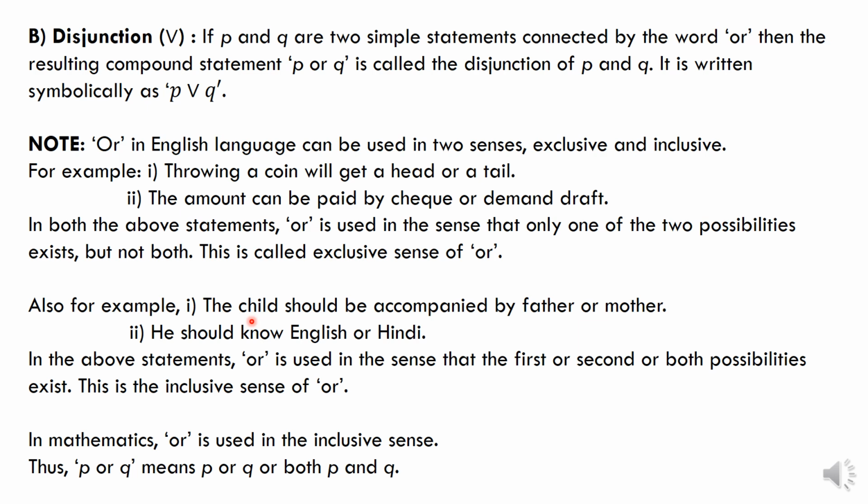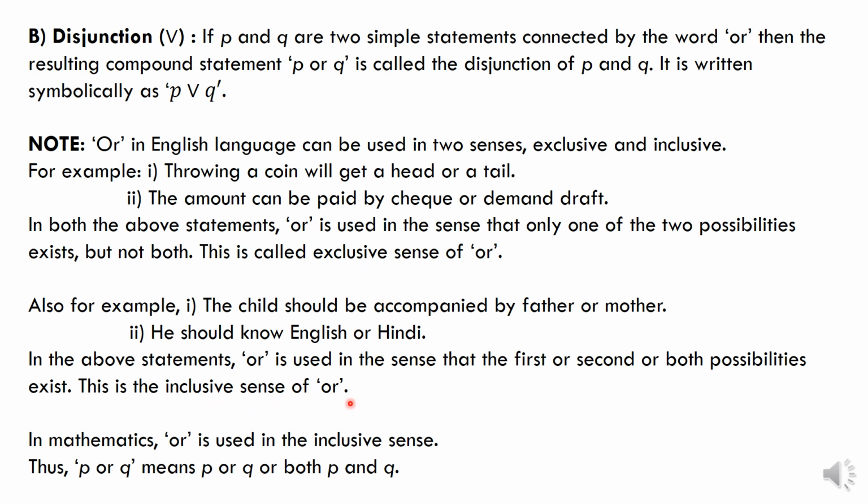The child should be accompanied by father or mother. Now here, the child can be accompanied by the father or by the mother or by both. Similarly, he should know English or Hindi. That means he can know English or he can know Hindi or he can know both. Thus here, or is used in the sense that the first or the second or both possibilities exist. This is the inclusive sense of or.